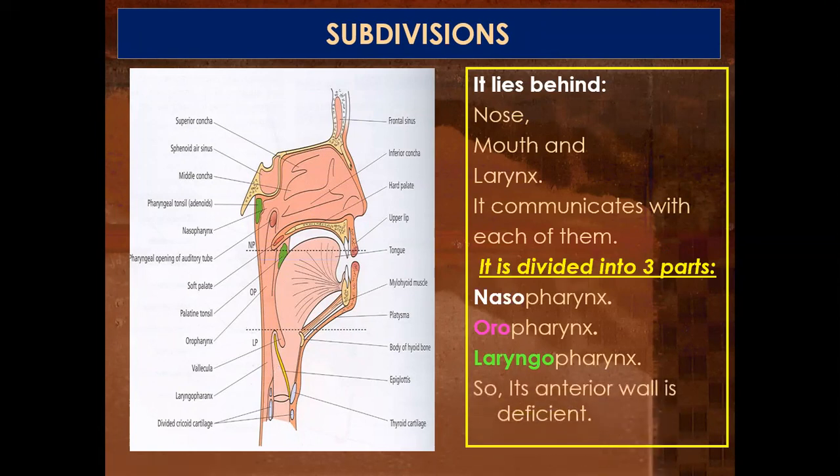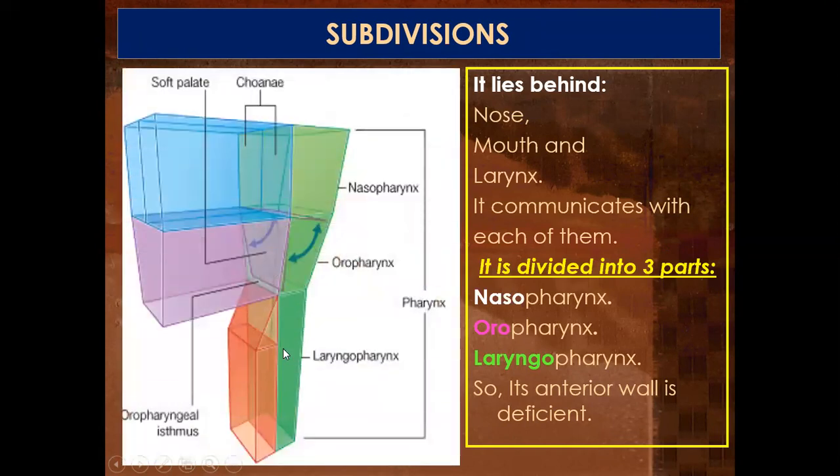So its anterior wall is deficient because it is communicating anteriorly, so it is opening anteriorly. The anterior wall is deficient, it is open, but the posterior wall is totally closed. Here you can see again, this picture shows the nasal cavity, behind the nasal cavity the nasopharynx, behind the oral cavity the oropharynx, behind the larynx the laryngopharynx. So the posterior wall is totally closed, but the anterior wall is open or deficient, communicating with the nose, oral cavity and larynx.